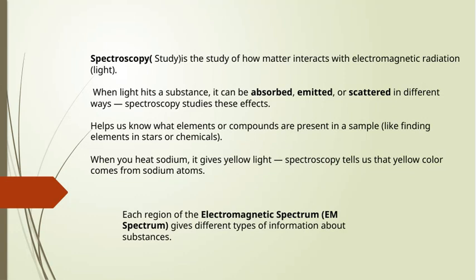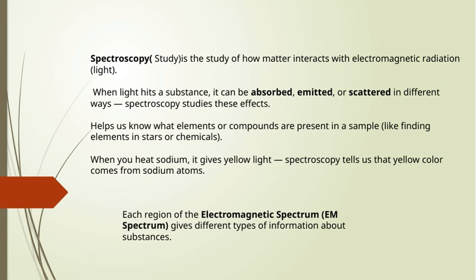Spectroscopy, or the study of how matter interacts with electromagnetic radiation, is a fascinating field. When light hits a substance, it can be absorbed, emitted, or scattered in different ways. And that's exactly what spectroscopy helps us understand. It allows us to analyze these effects and learn a lot about the material we're studying. For example, it helps us identify what elements or compounds are present in a sample. Think about astronomers using spectroscopy to find out what stars are made of, or chemists analyzing chemicals in a lab.